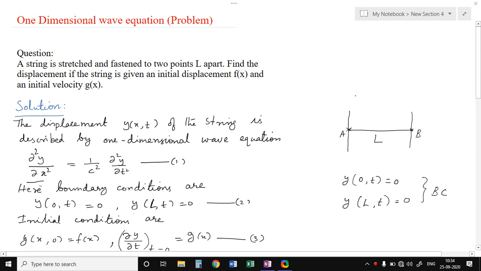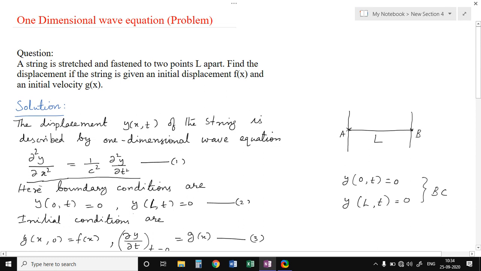A string is stretched and fastened to two points which are at a distance L. Find the displacement if the string is given an initial displacement f of x and an initial velocity g of x. Now we know that the displacement y of x, t of the string is described by the one-dimensional wave equation, which is ∂²y/∂x² = (1/c²) ∂²y/∂t².